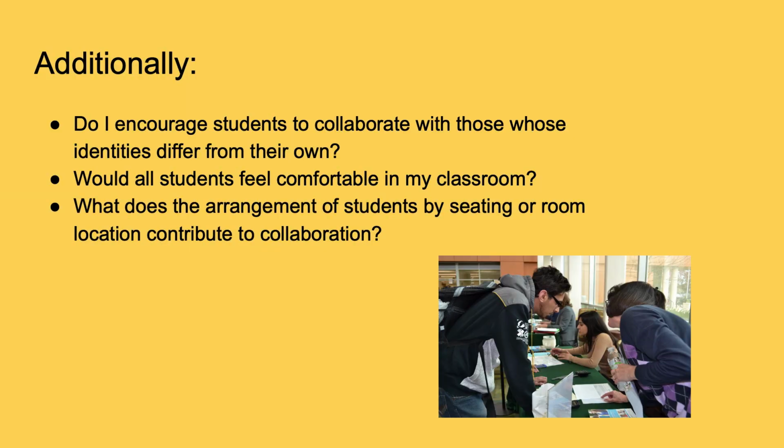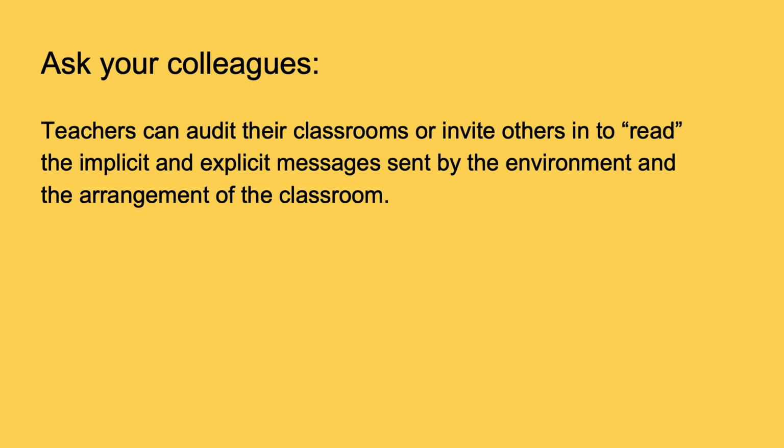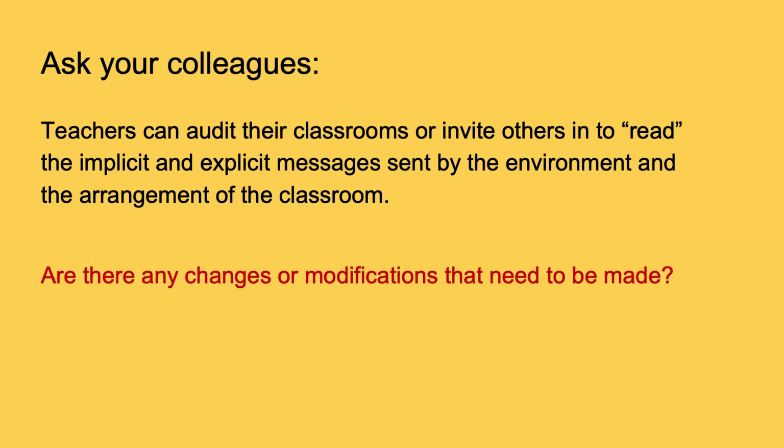So that's important. And then you need to think about the arrangement of your room. Is the room working for collaboration? And that's just kind of a good way to take a look at it. And one of the things you can do is ask your colleagues to come into your classroom and do a little bit of an assessment about an explicit message or an implicit message. How do you have your classroom set up? How is it working for one another? And then you need to ask yourself this question: how do I teach?